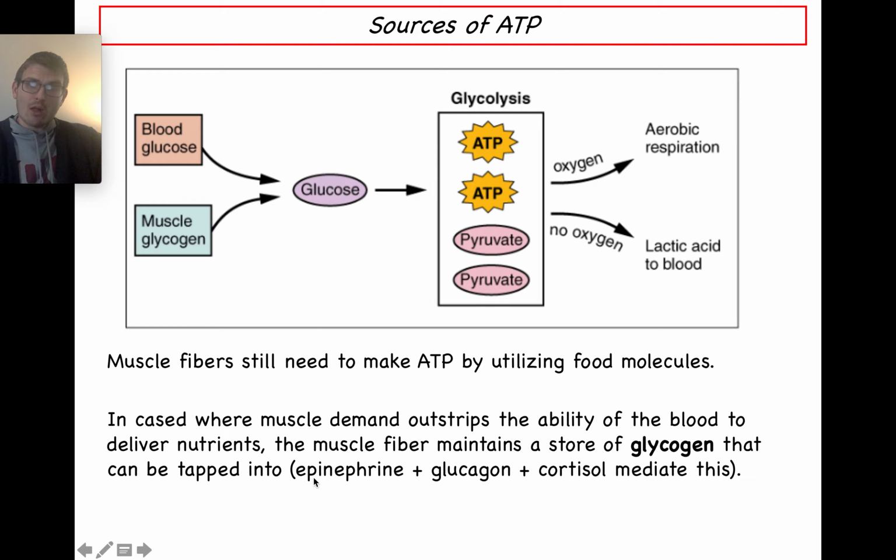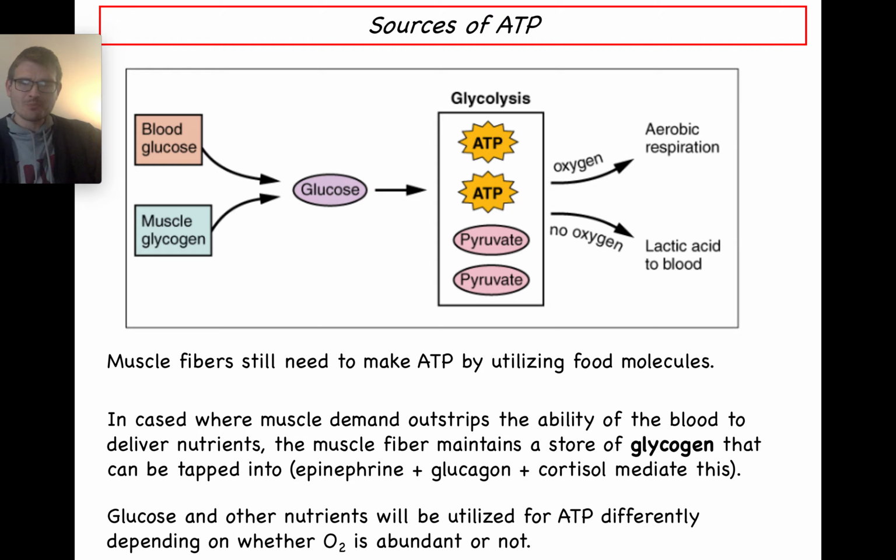And you'll recall way back in chapter 17 when we talked about hormones, the hormones epinephrine from the adrenal medulla, glucagon from the pancreas, and cortisol from the adrenal cortex all can work together in synergistic fashion to stimulate glycogen breakdown in skeletal muscle. That way we have a quick burst of energy to get through our workouts or whatever else.